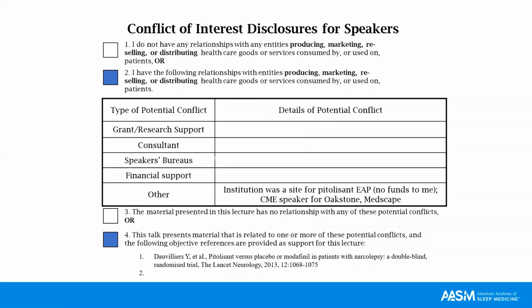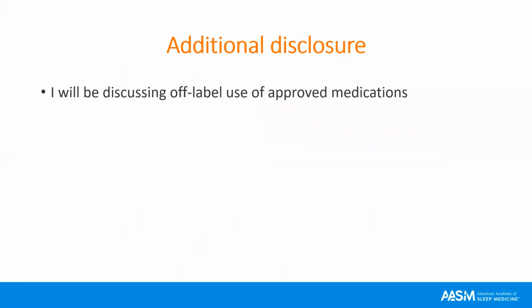Before we get started, it's important to note that my institution has been a site for clinical trials and expanded access programs for some medications that are used to treat some of the central disorders of hypersomnolence. I don't personally have any conflicts of interest there. I don't get any money from that, but know that my institution has been involved in some of that work. As well, I will be talking about off-label use of approved medications because unfortunately there are no approved medications for some of our central disorders of hypersomnolence.